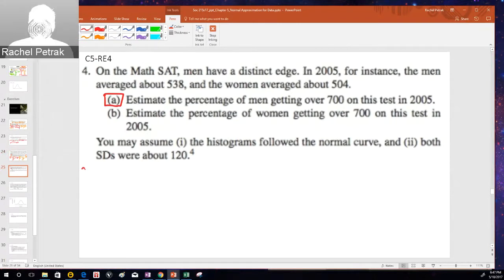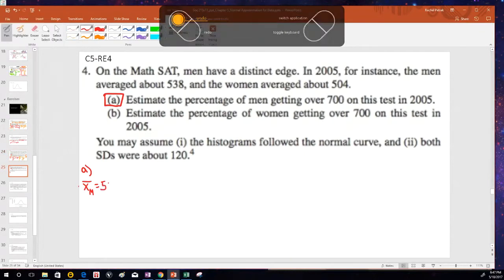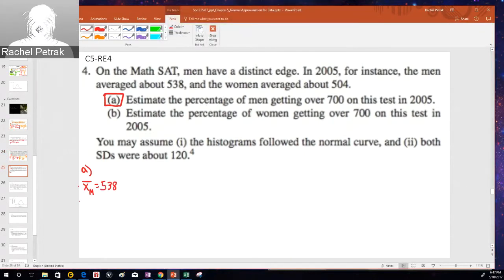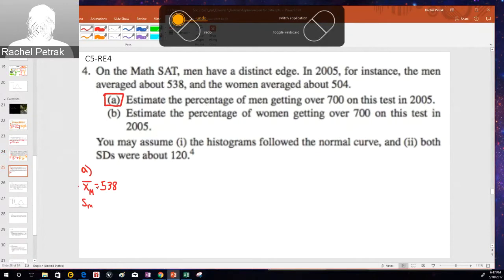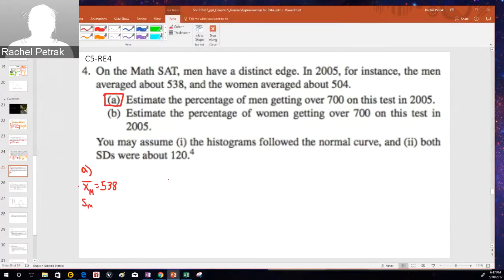So let's keep track of our data for men. Their mean was X bar, and I'm going to put an M here. So these are men, and that helps me identify which column we're in. 538, and the standard deviation is the same for both. You may assume the histograms follow a normal curve and both SDs were about 120. Okay, that's essential.